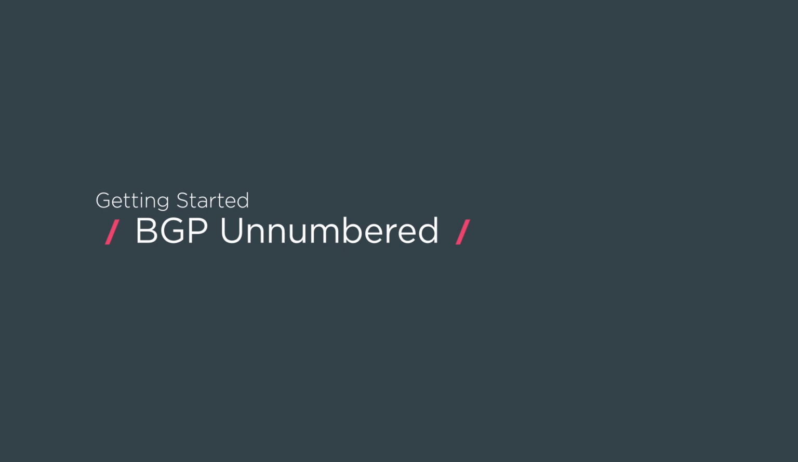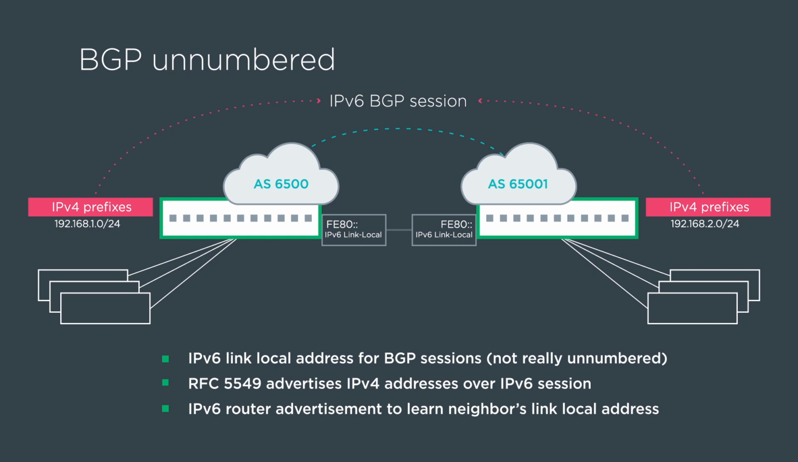In this video, we'll be discussing how to configure BGP unnumbered. BGP unnumbered is a new innovation that Cumulus Linux has introduced into the networking landscape. It is an extension of RFC 5549 that allows IPv4 addresses to be advertised over IPv6 BGP neighbor peering. BGP unnumbered leverages the IPv6 link local addresses on two adjacent switches to build a BGP neighbor relationship. The IPv6 neighbor peering is then used to exchange both IPv6 and IPv4 routes.